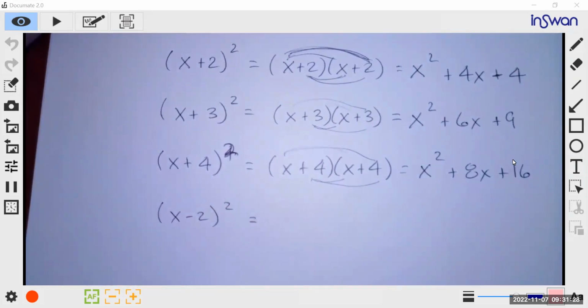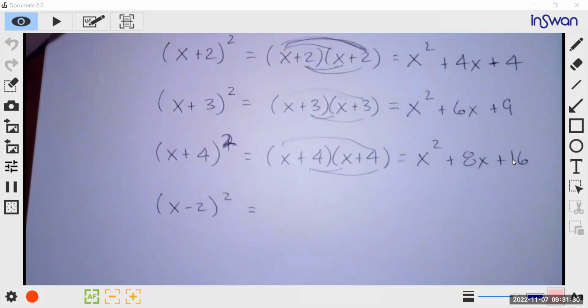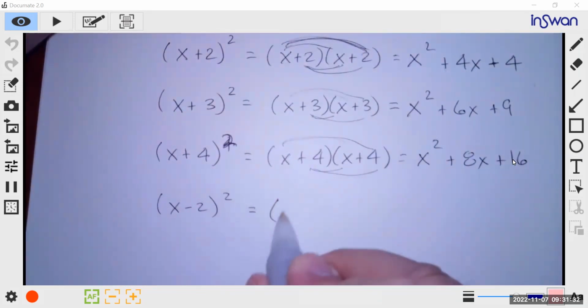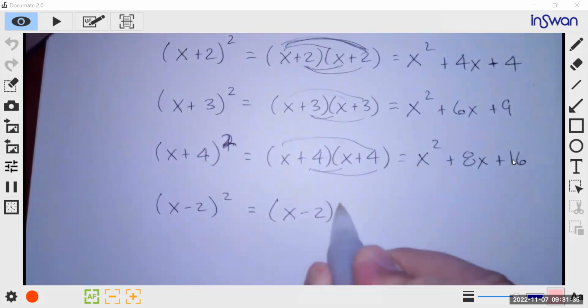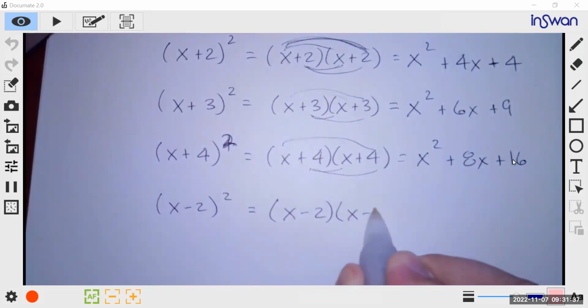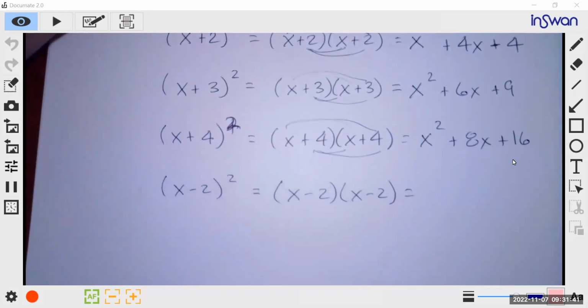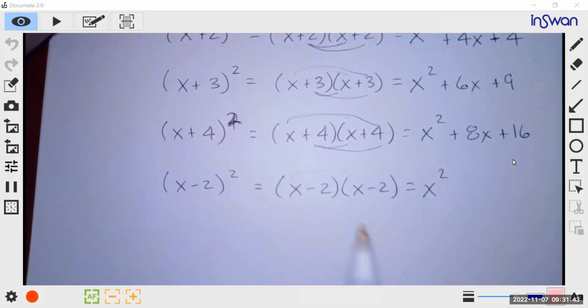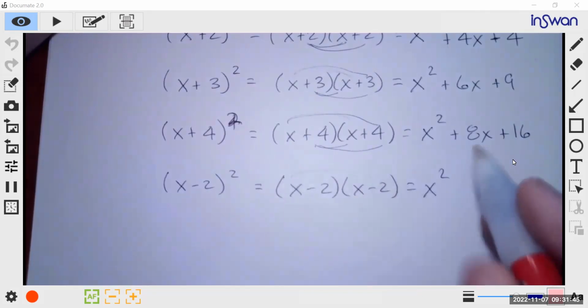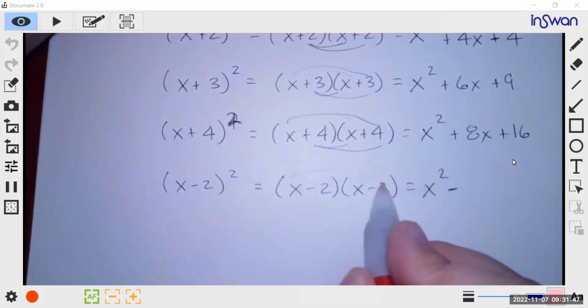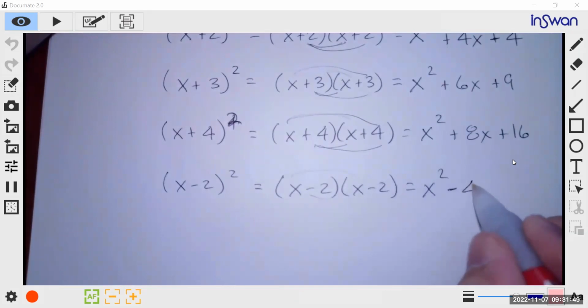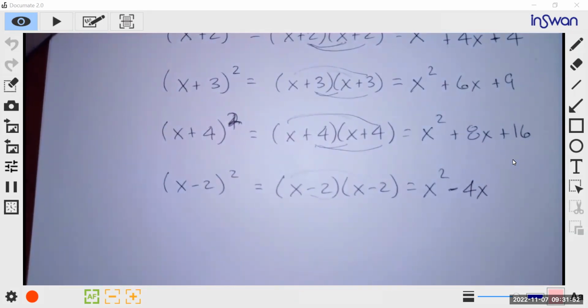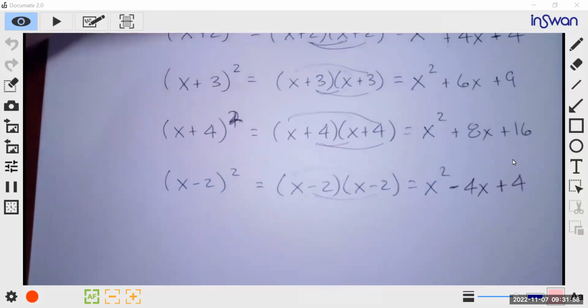Let's do these with minus signs now. So it's x minus 2, x minus 2. x times x is x squared. Positive times negative is a negative. Negative 2x twice is negative 4x. Negative times negative is a positive. 2 times 2 is 4.